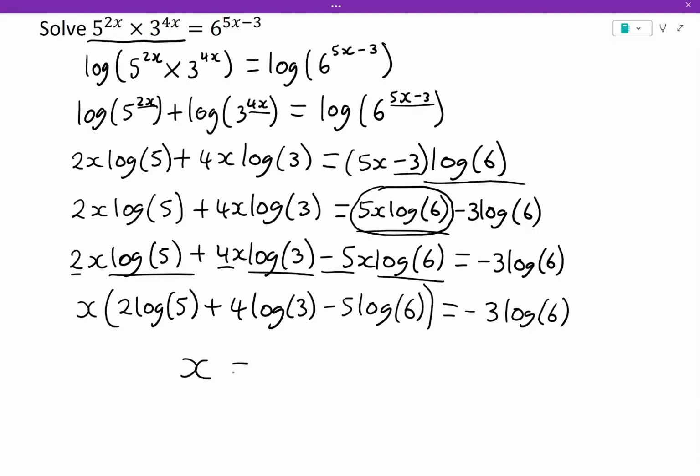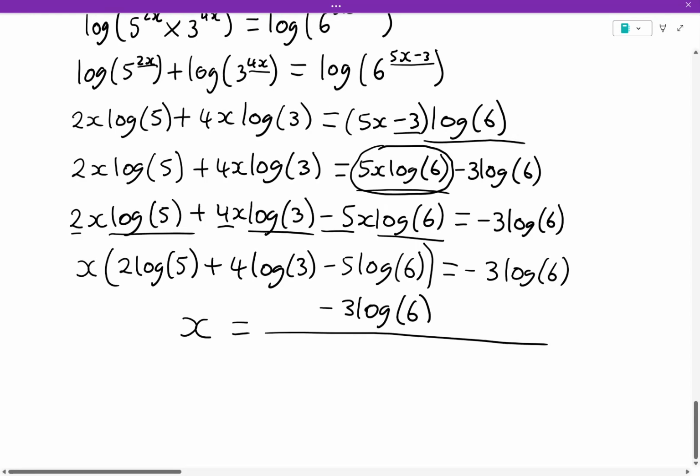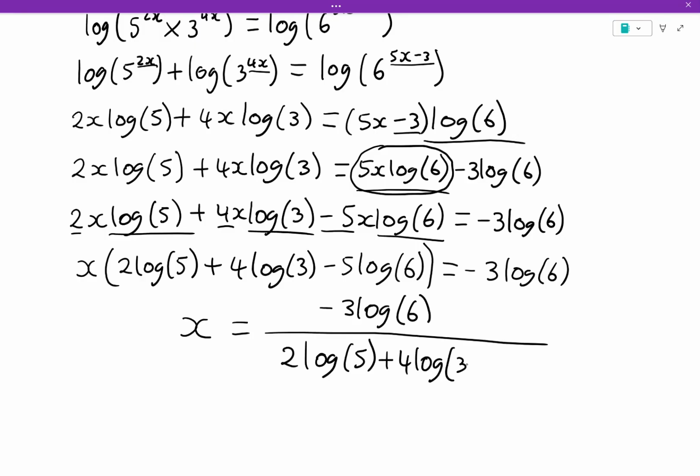So we're going to divide by that bracket. So x is going to be equal to negative 3 log 6. That's the right-hand side up, which is going to be our numerator. And then our denominator is going to be our bracket. So 2 log 5 plus 4 log 3 take 5 log 6, like that. Okay, and that will be your final answer as an exact value.